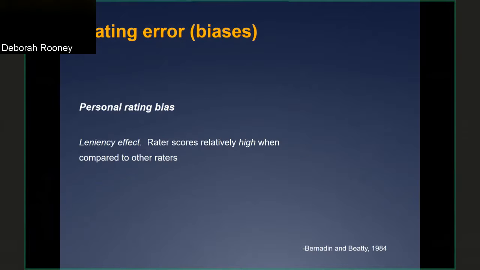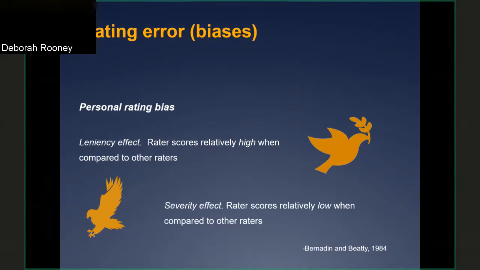Most commonly, we have personal rating biases, and we talk about these quite a bit. First, we have leniency effect, where the rater score is relatively high when compared to other raters, and we often refer to these folks as doves. On the other side of the coin, we have hawks, where we have the severity effect, and raters score relatively low when compared to other raters.